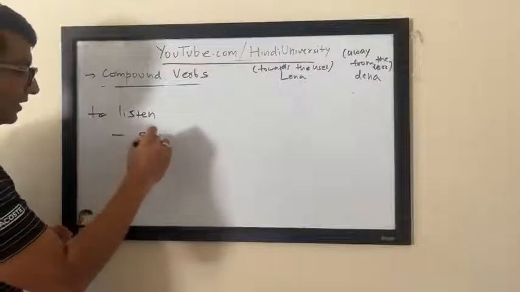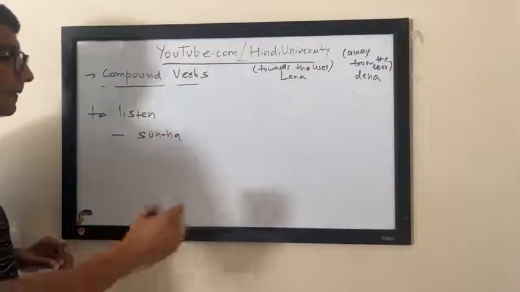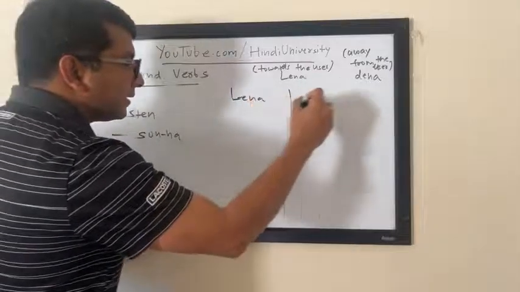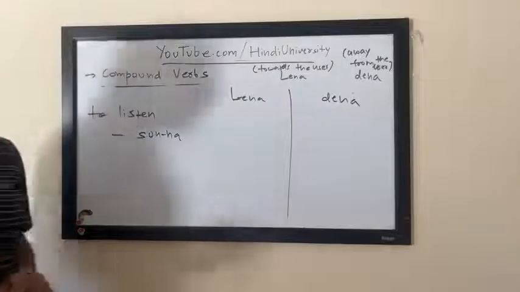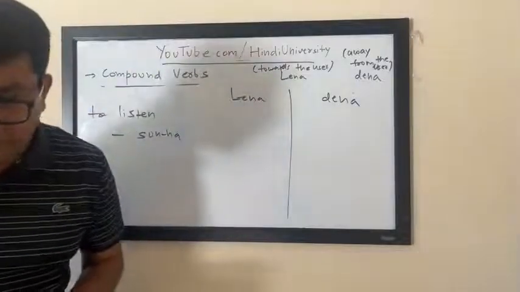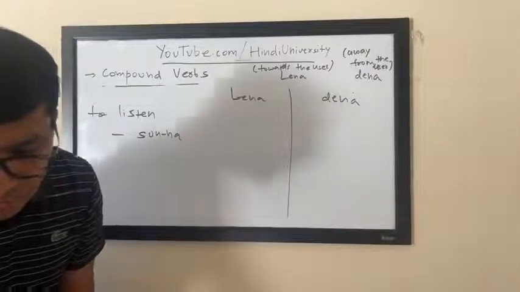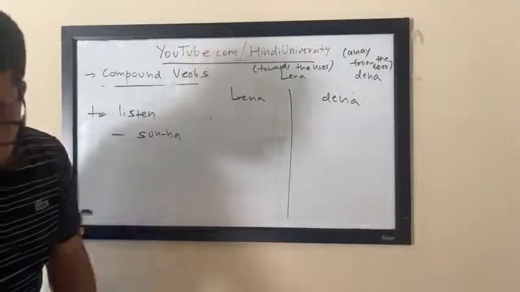Sunna. Sunna. Very good. It's one word, sunna. Okay. Sun Lena and Sun Dena. Which one will all of you, okay? Because sometimes I don't get a chance. Most of the time I'm only talking to one person at a time. So I want all of you to tell me which one is right. Sun Lena and Sun Dena.